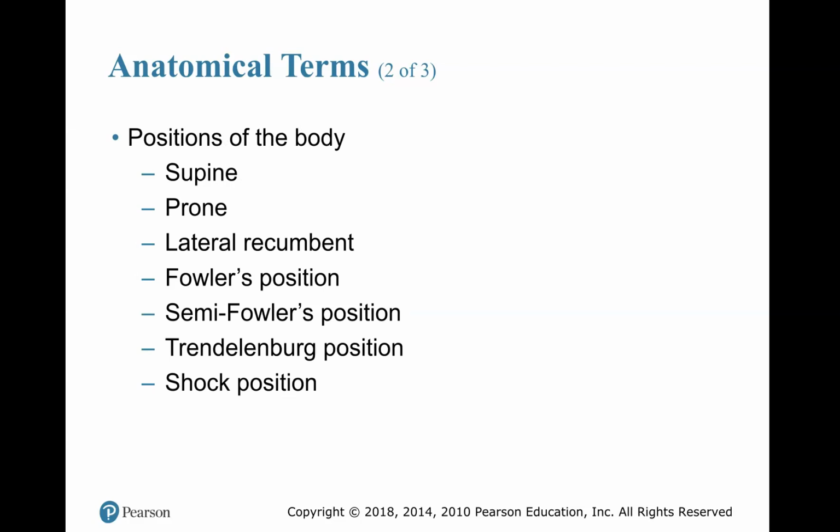Positions of the body: supine, which is lying face up. Prone, lying face down. Lateral recumbent can be the left or right side. The Fowler's position, sitting upright. The semi-Fowler's position is sitting upright at a 45. The Trendelenburg position is head down, feet up. And then there's also the shock position.